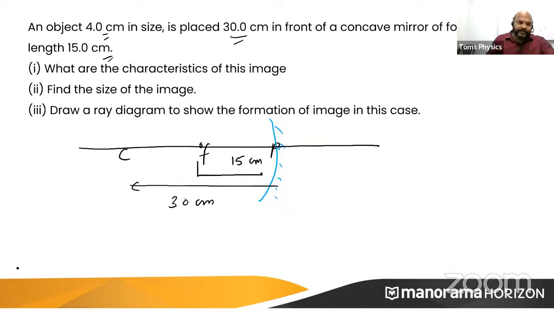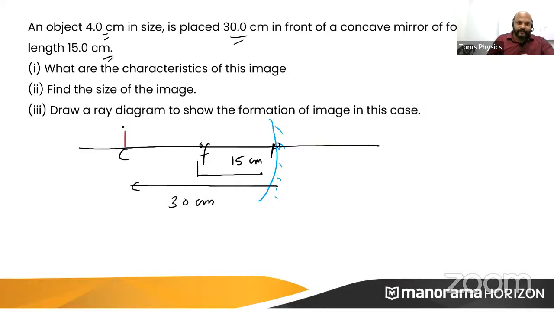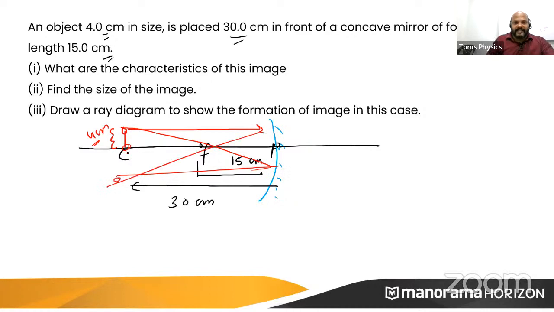And according to the problem, this object of height 4 centimeters is placed here. And this distance is 4 centimeters. So the object is placed at the center of curvature of this mirror, right? So we already know what will happen here. If you take any two rays after reflection, they will intersect at the exact same location, only inverted.